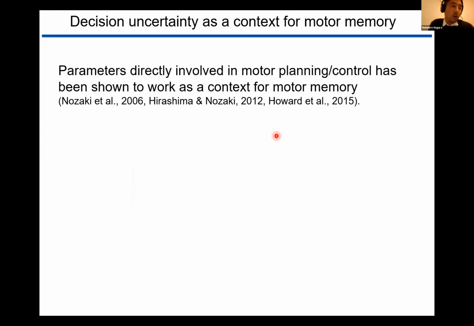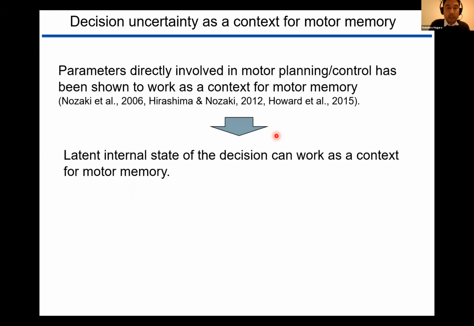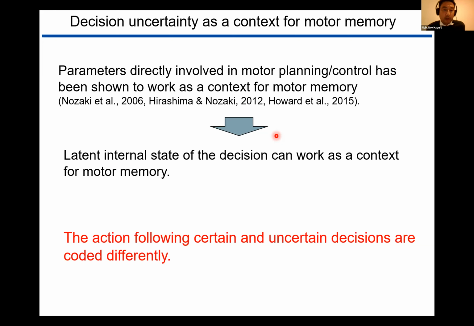I hope I could have convinced you that decision uncertainty can work as a context for motor memory. Parameters directly involved in motor planning and control have been shown to work as a context for motor memory. But in our experiment, people are making a straight movement to the target in both situations. So what we want to say here is that this latent internal state of decision can work as a context for motor memory, and the actions following certain and uncertain decisions are coded differently. Thank you very much.